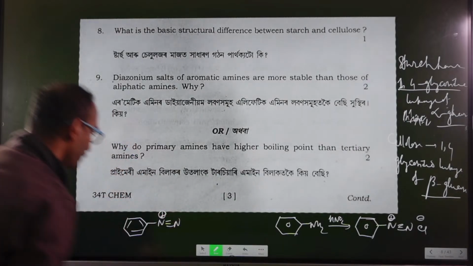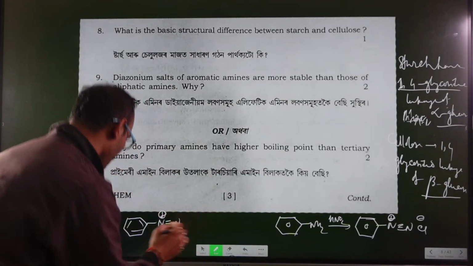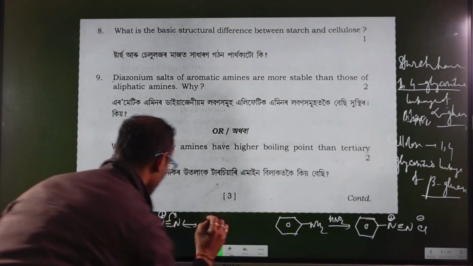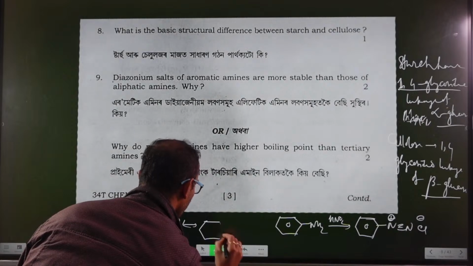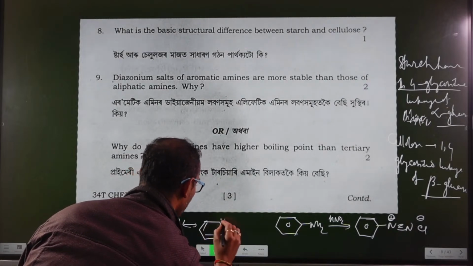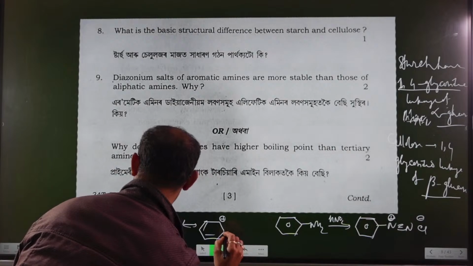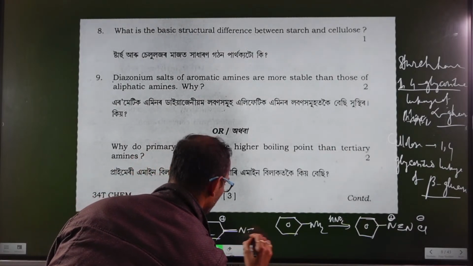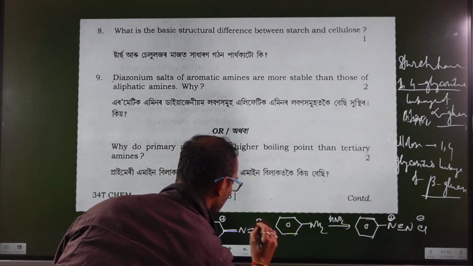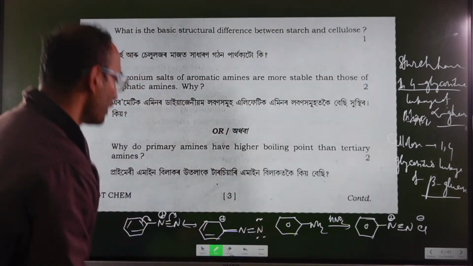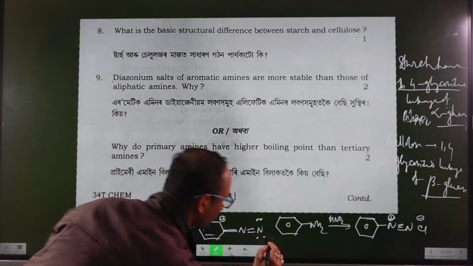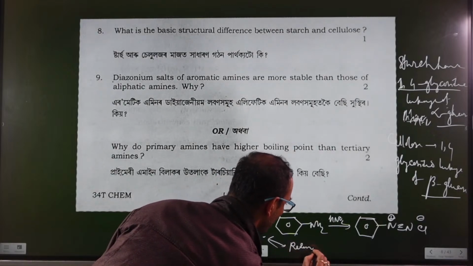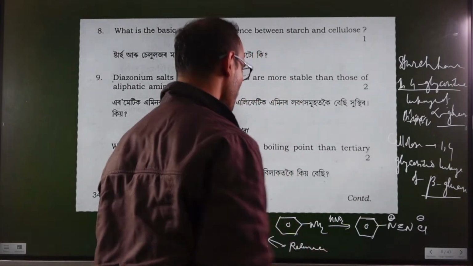Okay. So you can write this structure like that. So what will happen? This will undergo this kind of resonance stabilization. So what will happen in this case? As you can see here, there is a positive charge developed here in this ring. And there is nitrogen, double bond nitrogen, with this lone pair, okay? So this will undergo resonance stabilization. That means your diazonium salt is much more stable.